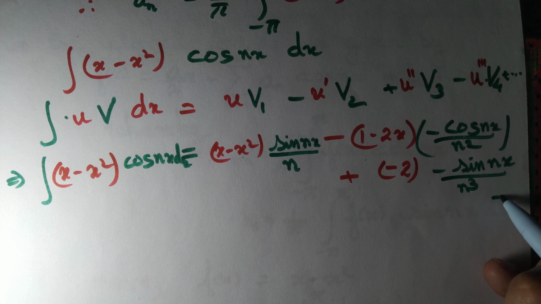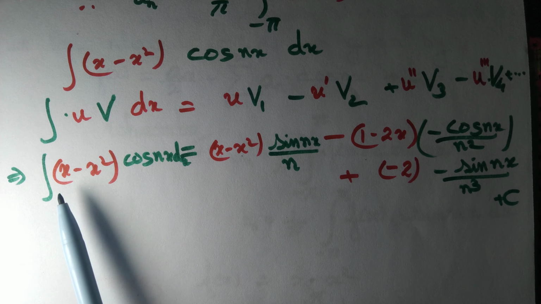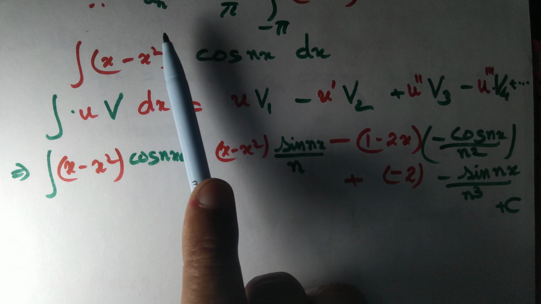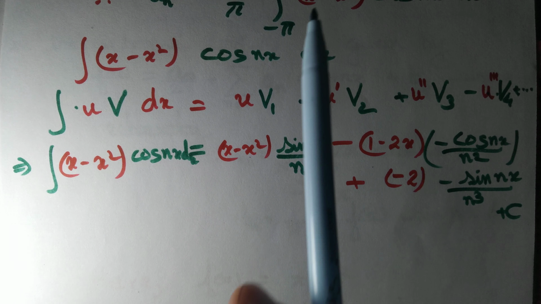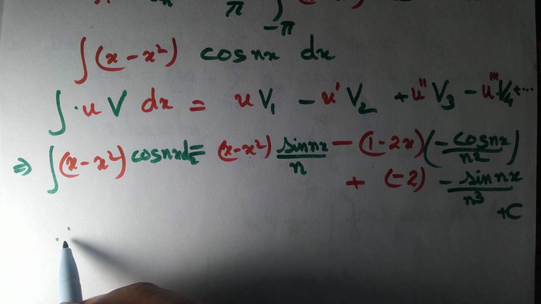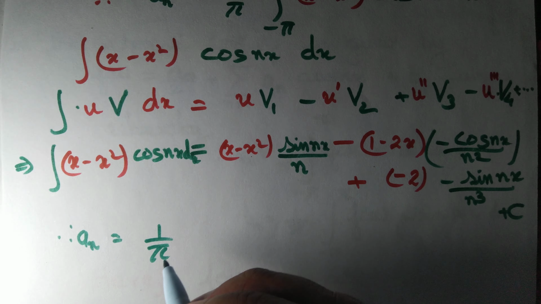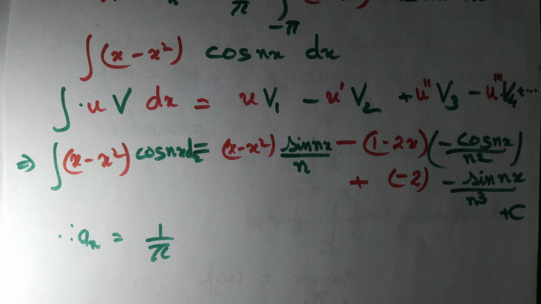Of course, you will have some constant of integration. So we have calculated the integral of (x − x²) cos nx dx, but we want a_n, so that is 1/π ∫ from −π to π. Therefore, a_n equals 1/π ∫ from −π to π. So we have to just put the upper limit and lower limit.